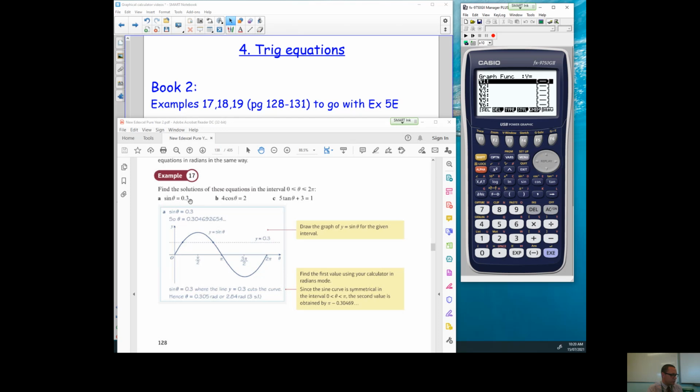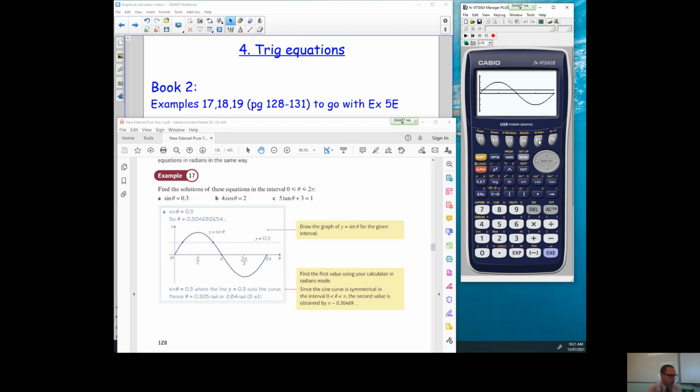We're then going to input these three. So we want sine theta equals 0.3. So sine x, execute, 0.3, execute, and then we'll draw it. It doesn't look too bad, but it's not quite right. So we're going to go V-window, trig, and we want it between 0 and 2 pi. So 2 shift pi, execute. Let's see what that looks like. That looks pretty good.